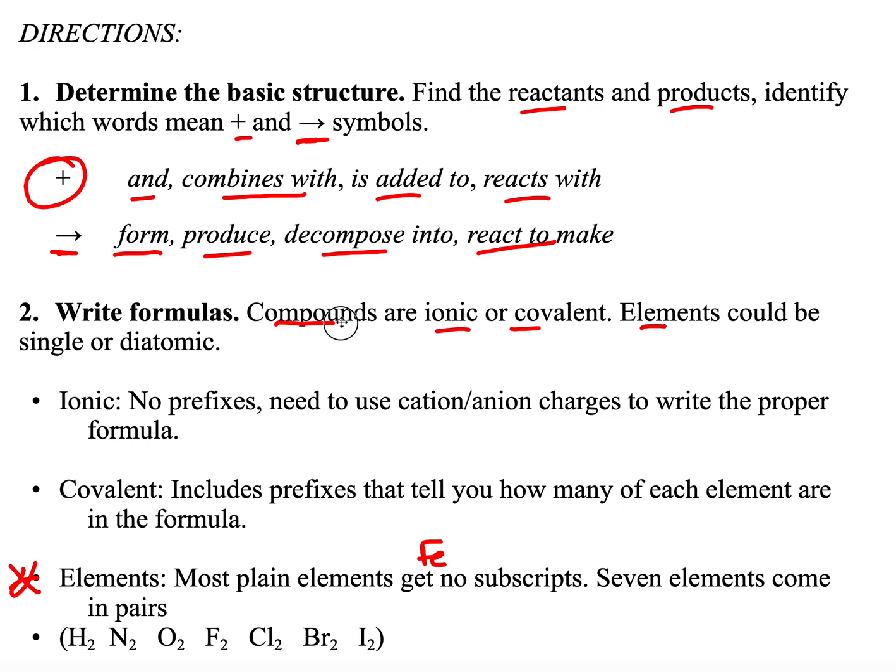But if it's a compound, more than one element, sodium chloride, magnesium chloride, carbon dioxide, whatever. If you see more than one element, you have to ask yourself, is it ionic? Do I see prefixes or not? If it's ionic, you're not going to see them. You have to figure out the charges. Use your periodic table. If it's covalent, you're going to see prefixes. And then just use those to write the formula. So you got to write your formulas correctly.